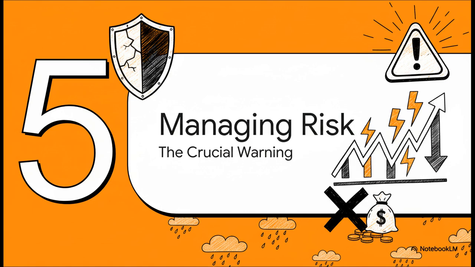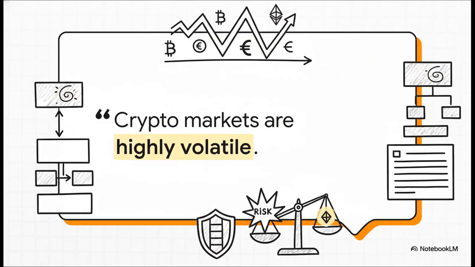Okay, and that brings us to what might be the single most important part of this whole document, the warning. Because a good plan doesn't just fantasize about profits, it looks the risks right in the eye. And this is a direct quote from the source material. It's simple, but man, it is powerful. Crypto markets are highly volatile. That's it. It's a stark reminder that this is not a magic formula for getting rich. It's a structured way to navigate a really, really unpredictable world.